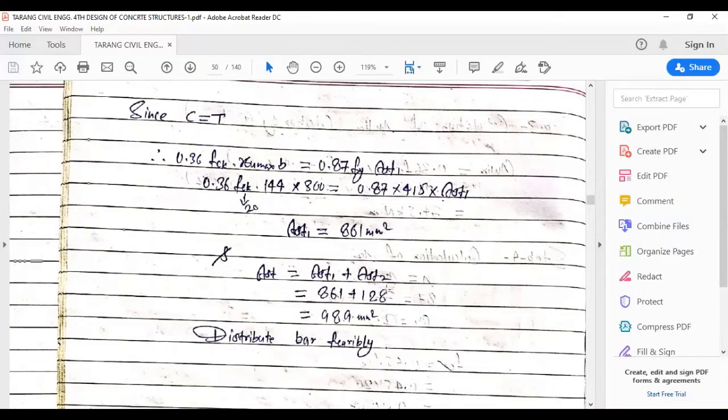And once you have provided the bars, you will have to find the actual area, because the values which we will get will not be the exact values and you will have to approximate them. And then you have to find the exact value of steel. And this way our section will be designed.